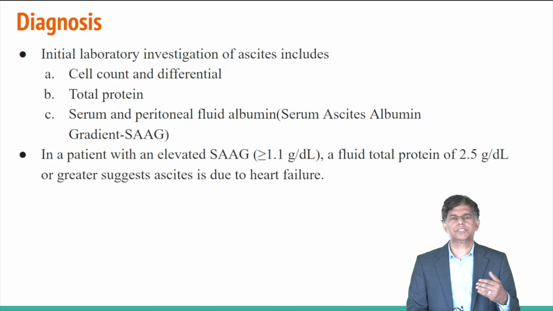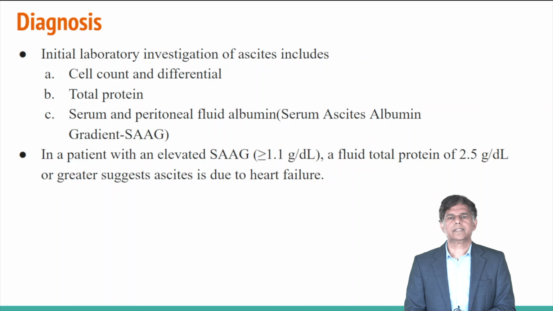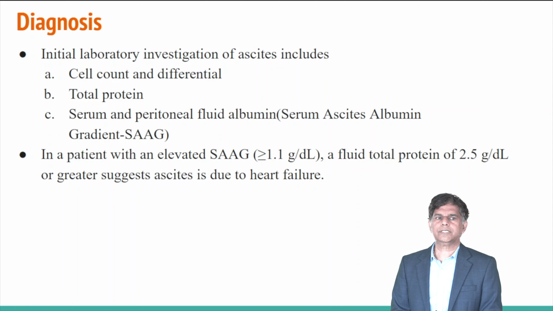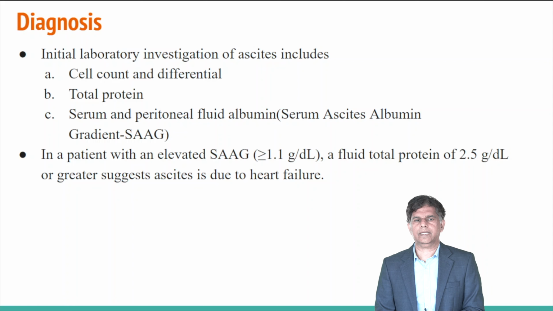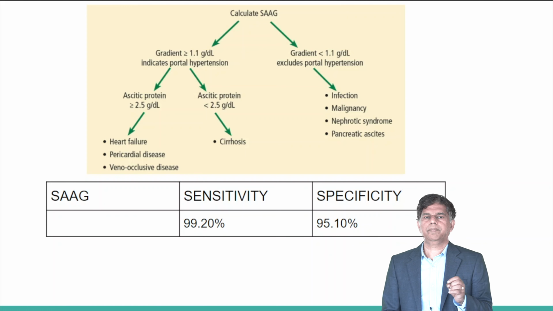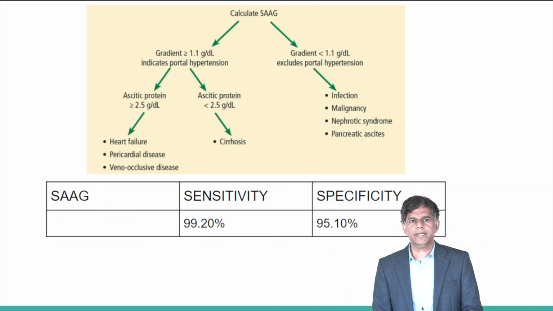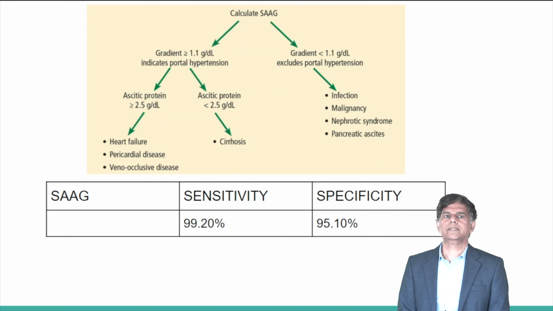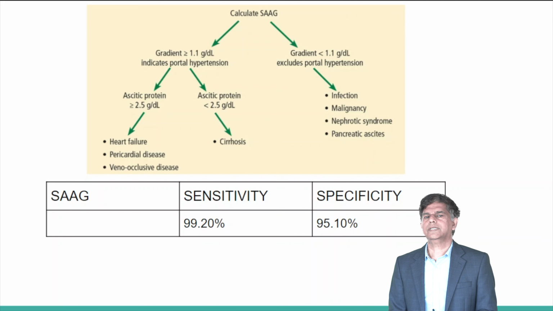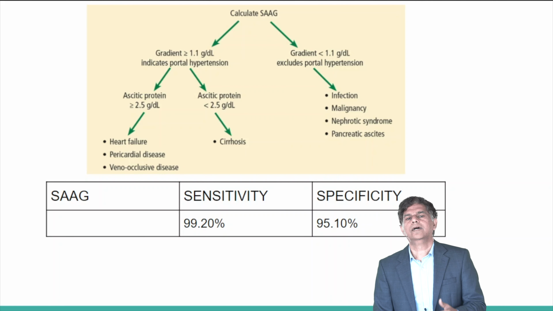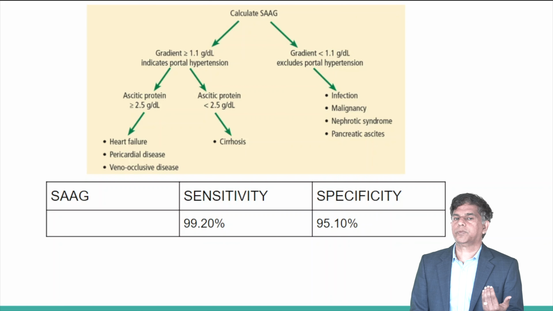Okay, an elevated SAAG greater than 1.1 with a fluid protein of 2.5 gram per dL or greater suggests ascites due to heart failure. Okay, remember that. So when you have the ascitic fluid from paracentesis, you calculate the SAAG, very, very important. If the gradient is greater than 1.1, it indicates portal hypertension. If the gradient is less than 1.1, you can exclude portal hypertension.